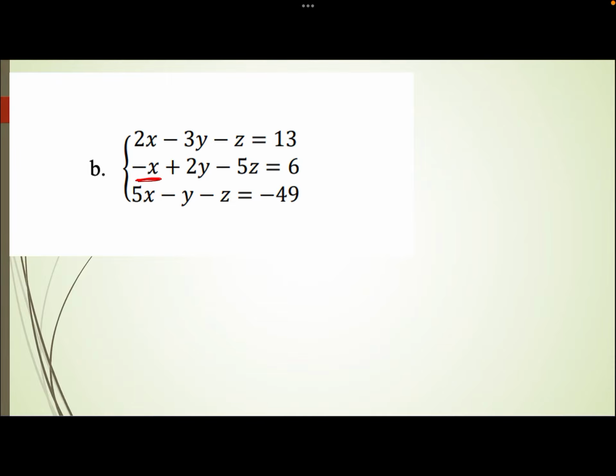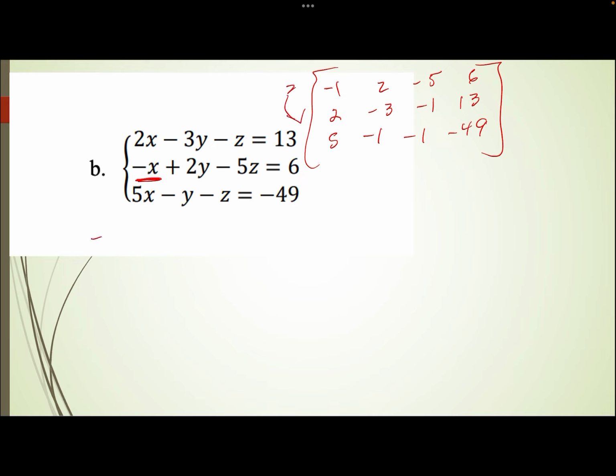I need to move the 1 up to the top. And I'm going to leave it -1. It's fine. As long as it's a 1, we're okay. And then 2, -3, -1, 13. And 5, -1, -1, -49. So I'm going to start by timesing by 2 and get rid of that one.